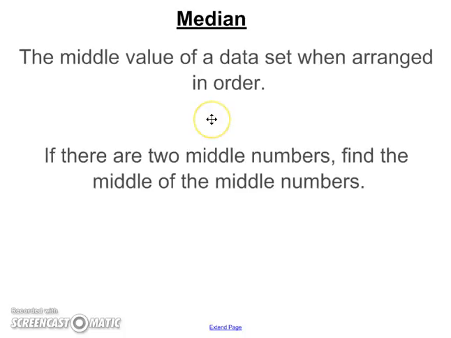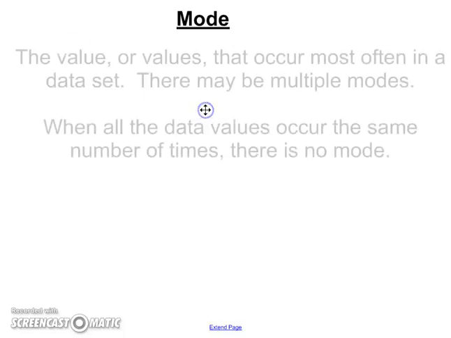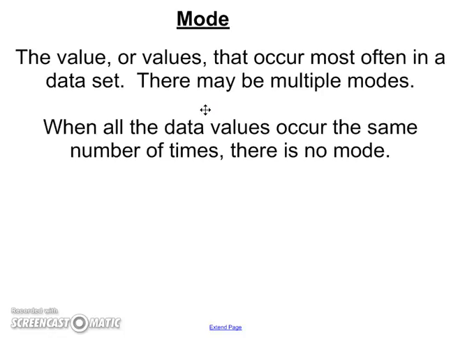And then we get to the median. The median is the middle value of a data set when it's arranged in order. So the important part here is we do have to arrange the set in order. If there are 2 middle numbers, we have to find the middle of the middle. Then the mode. The mode is the value or values that occur the most often in a data set. Now there could be multiple modes. If we have 2 or 3 or 4 numbers that occur more often than the other numbers in the set, we may have numerous modes.